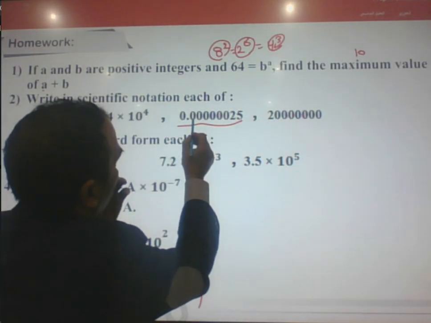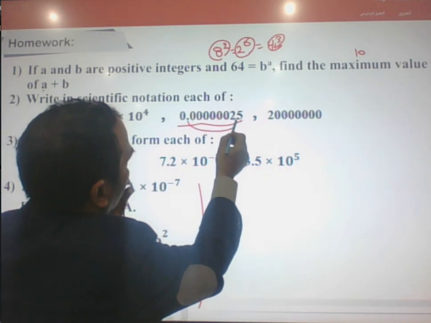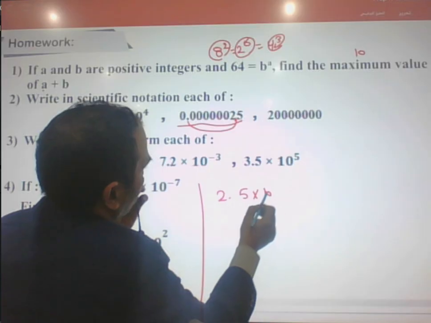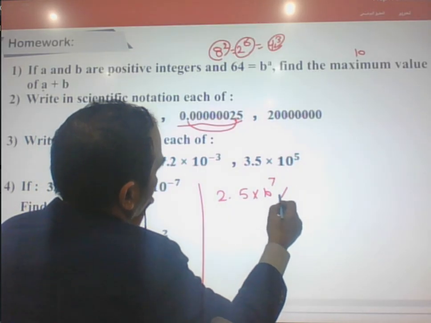We have, count with me, 1, 2, 3, 4, 5, 6, 7. Move the point left-hand side by 7 places. Then we have 2.5 times 10 power 7. The next example is the simplest.